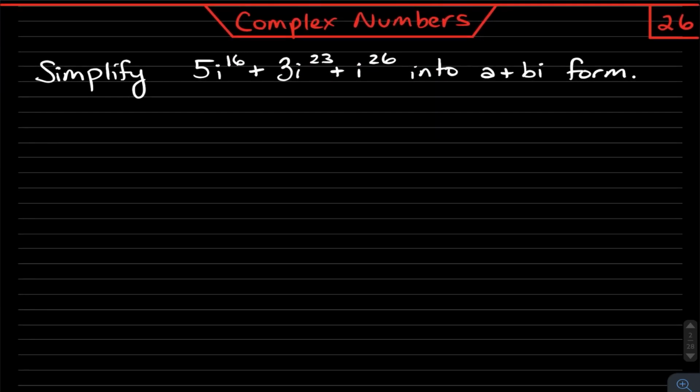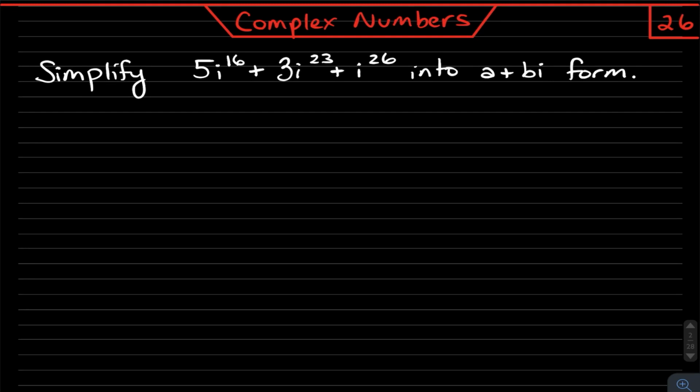This first question is on complex numbers, and it's to simplify 5i^16 + 3i^23 + i^26 into a + bi form. So how do we actually go about tackling something like this, when we have i's to big powers like this?